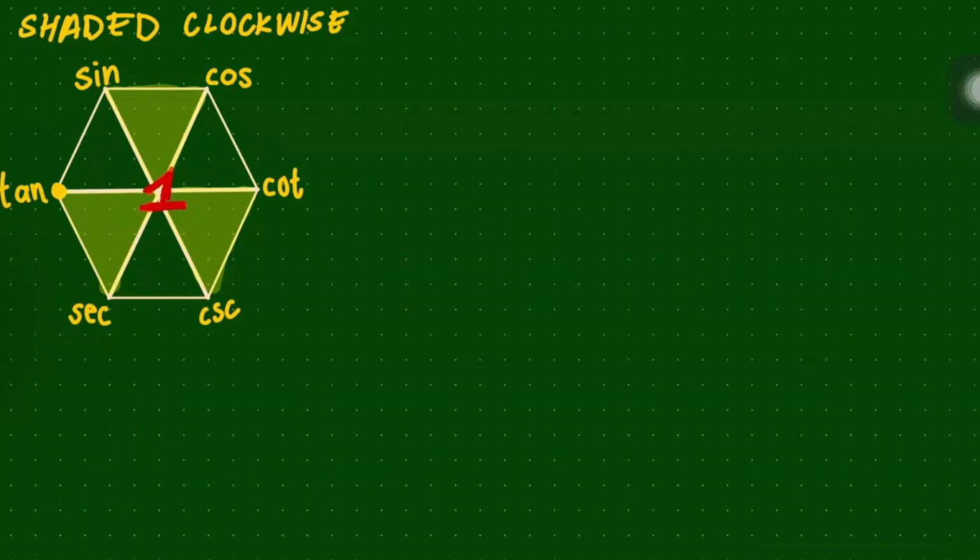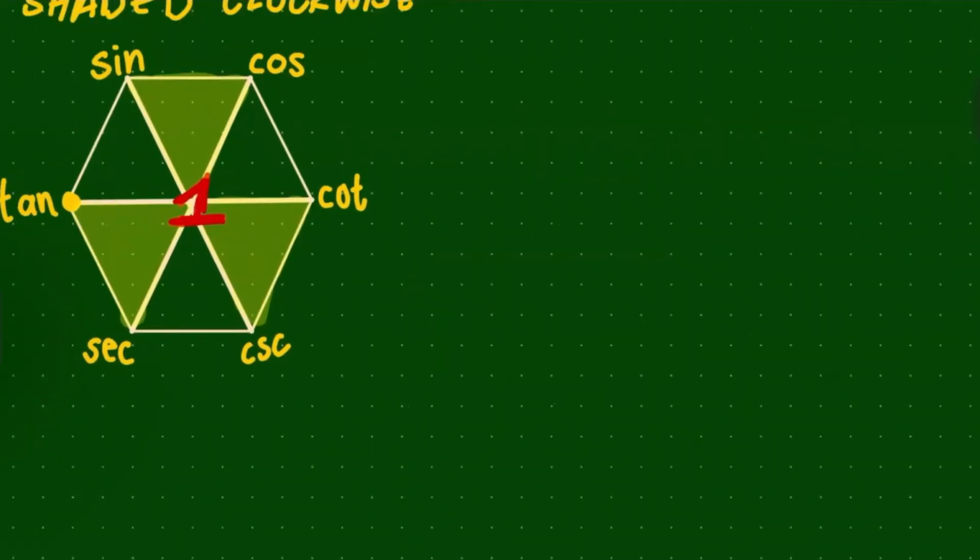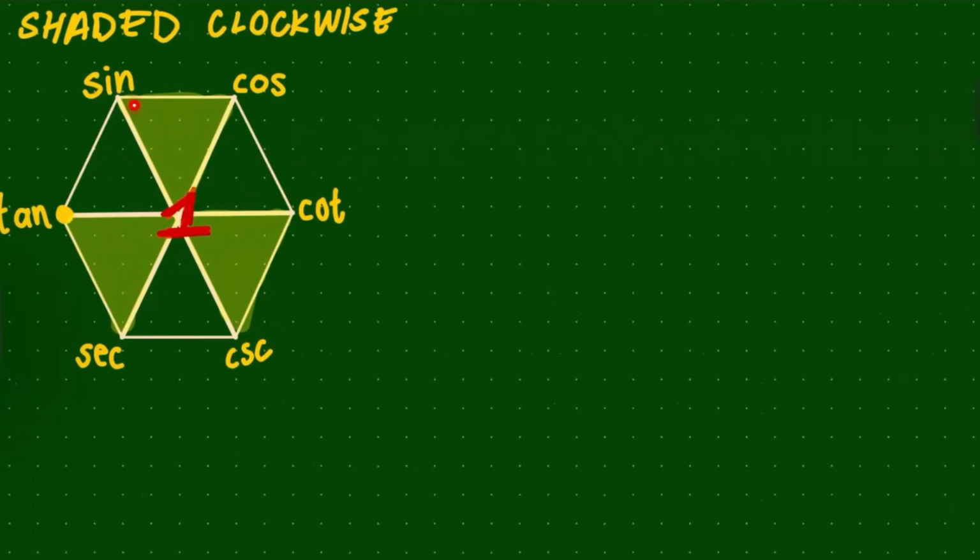Now, let's start with the shaded clockwise and later we'll do the shaded anti-clockwise. Now, this is how the direction goes. We go in a clockwise direction. So from sine, we're going to cosine, and it's going to 1. So let's write that down. Sine squared, we're just going to put a square there, plus cosine squared. So everything in this identity is squared.